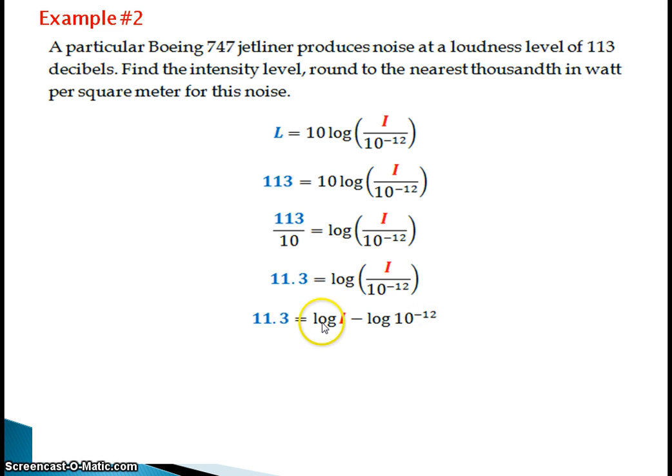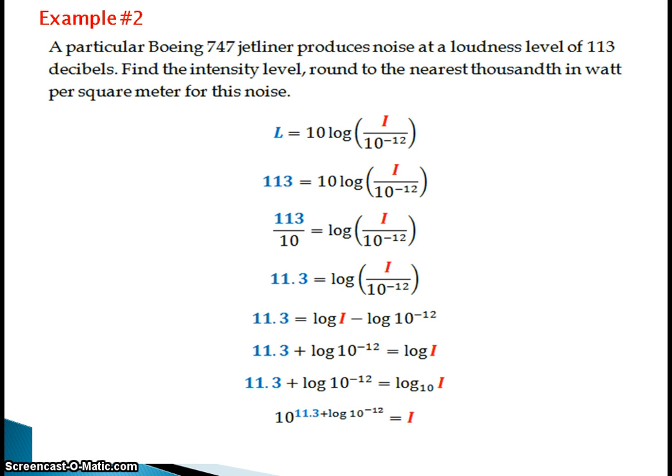into two different logarithms. The quotient rule of logs says that if I have a log whose input is division, I can break that up into two logarithms, one subtracted from the other. I'm going to do that here, and I end up with log of I minus log of 10 to the negative 12. Now that I have that, I'm going to add log of 10 to the negative 12th to both sides. I'm going to note that if there is no base written, it is base 10. And now I'm going to solve for I.